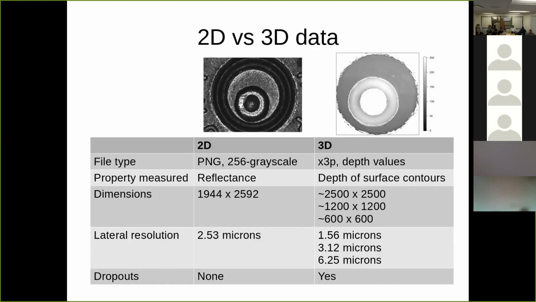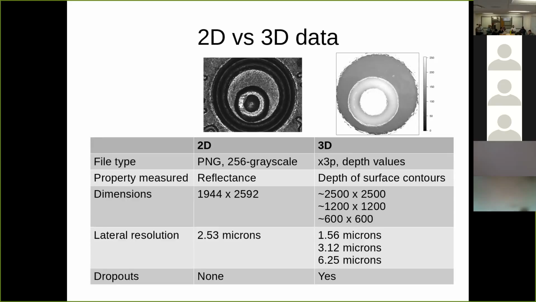So how deep is each part of the cartridge case? For the 2D data, they all have the same dimension. It's 1944 by 2592. The width is 2592. For 3D data, this is basically the size of the matrix that I just talked about.